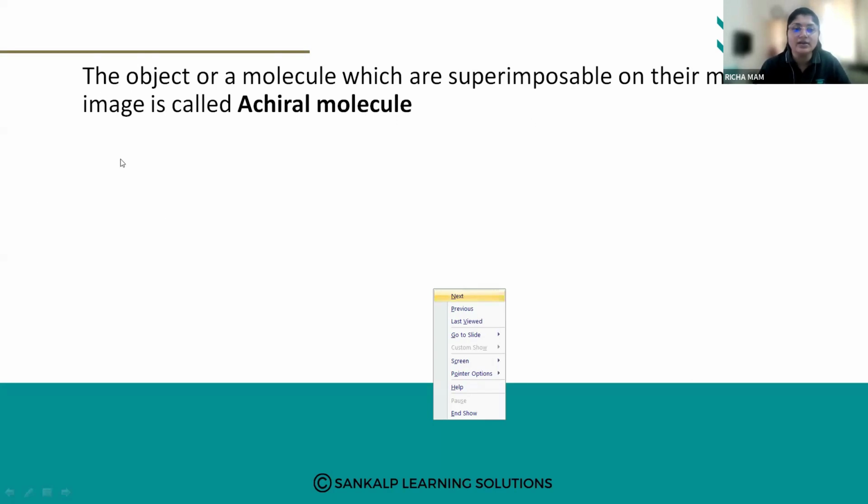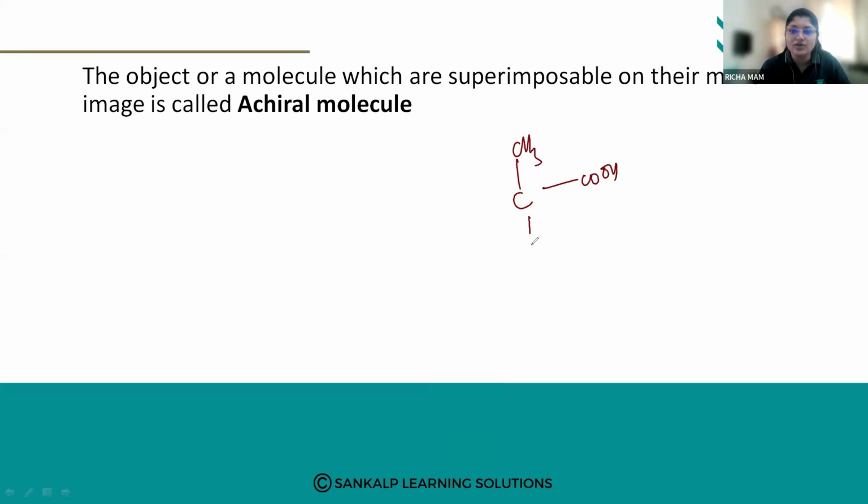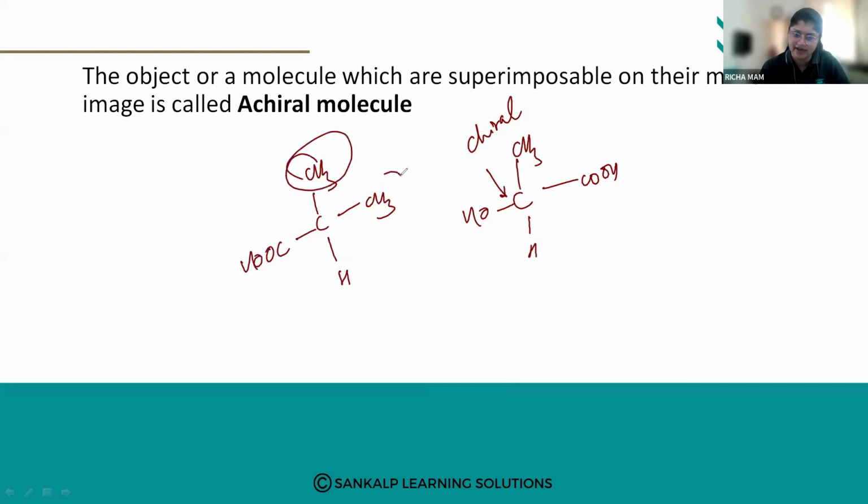Now for a chiral molecule, for a carbon, four different groups are attached. Such a carbon is called chiral. Now for a carbon where four different groups are not attached, at least one is repeated here, right? So this is not a chiral center. A chiral center is also called a chiral carbon or asymmetric center.